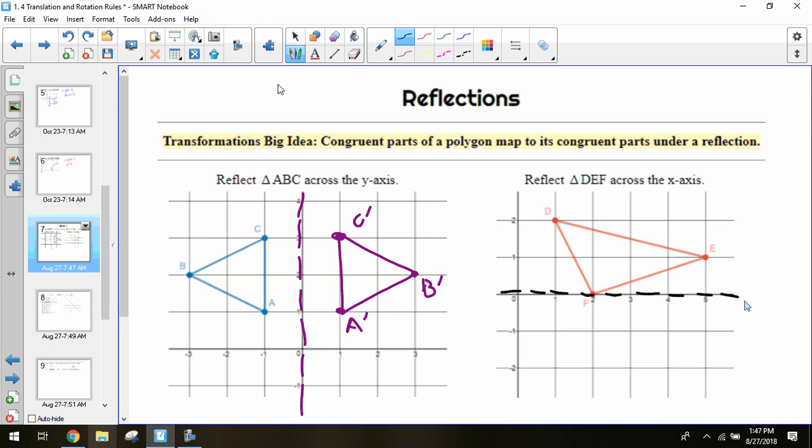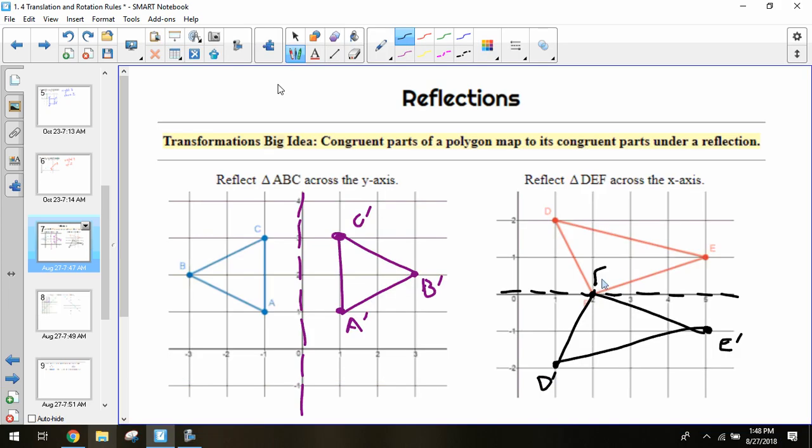And that's perfectly fine. So now we're dealing with our x-axis. That's our horizontal line. So once again, we're going to do the same thing. D is 2 spaces above my line. So D prime will be 2 spaces below. E is 1 space above. E prime will be 1 space below. Now here's the funny thing. F is on my line. It's 0 spaces away. So if I move 0 spaces away, I'm not moving at all. So F prime will actually stay at the same spot F is.